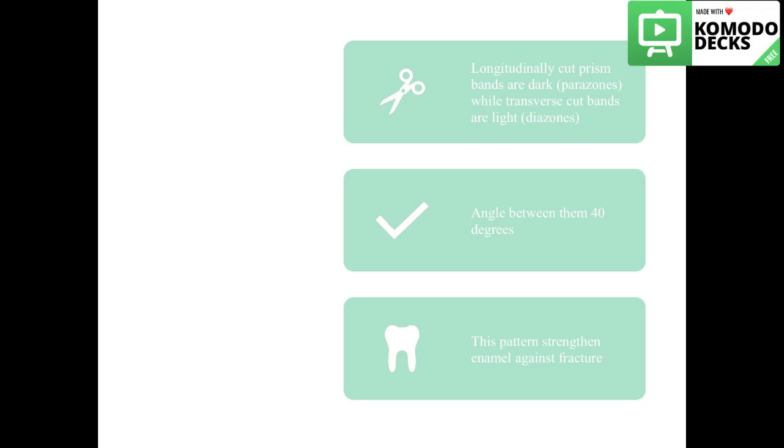The prism bands that are cut longitudinally are dark and they are called the Parazones, while the ones cut in transverse are light and they are called the Diazones. The angle between them is 40 degrees. This pattern actually strengthens the enamel against fracture.